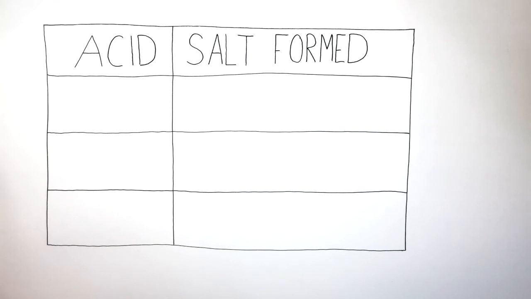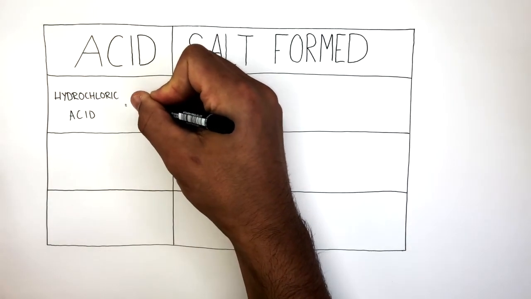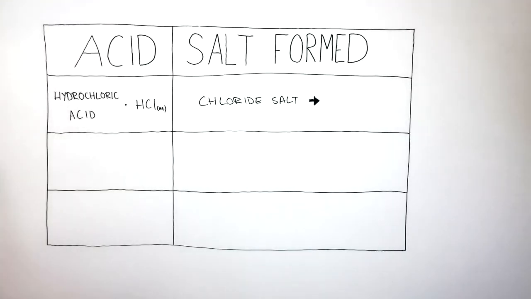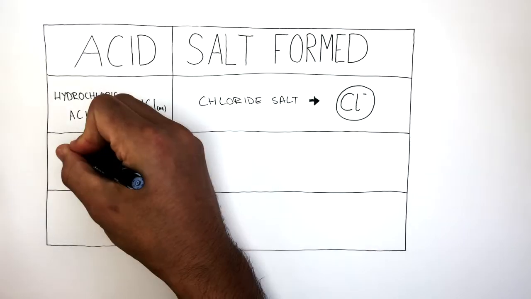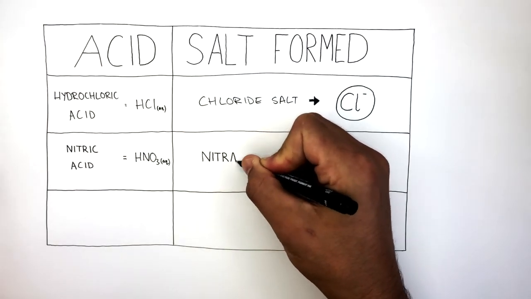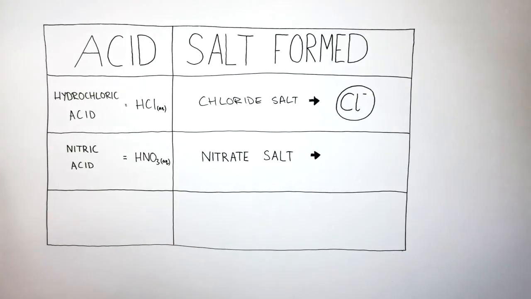Now you need to know which salt is formed depending on which acid is used. Hydrochloric acid, or HCl, always forms chloride salts, where the salt contains the metal cation and Cl-, a chloride anion. Nitric acid, or HNO3, always forms nitrate salts. The salt contains the metal cation and the ion NO3-. This is a nitrate anion.